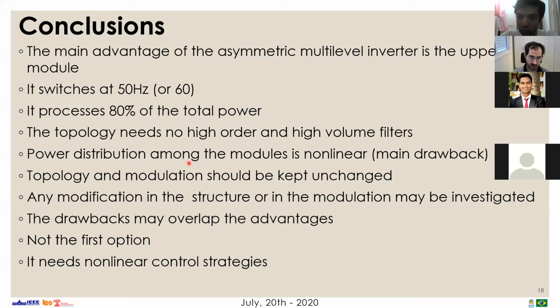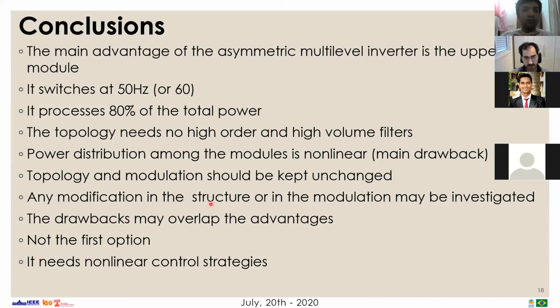And the drawbacks that we saw: the power distribution among the modules is nonlinear. This, of course, is the main drawback. To control such power is not easy. Another conclusion here is that the topology and the modulation should be kept unchanged. If you try to modify the modulation strategy or try to modify the inverter, this makes the topology unfeasible. And I think you should carefully consider using another topology, okay?